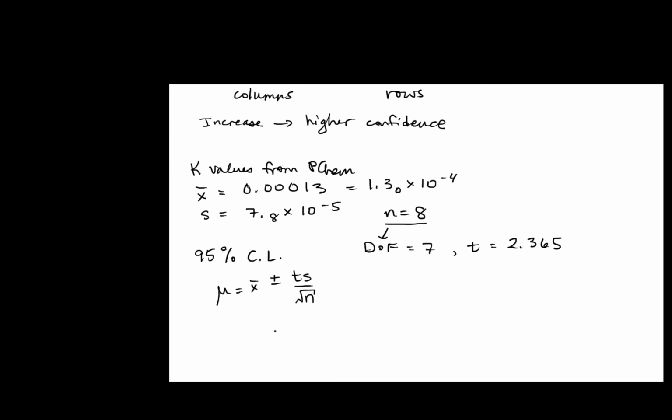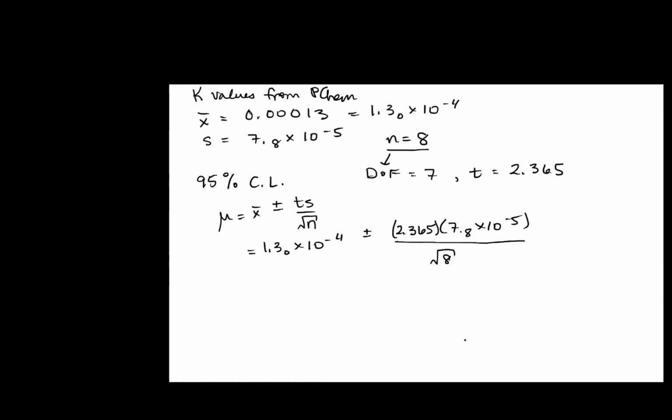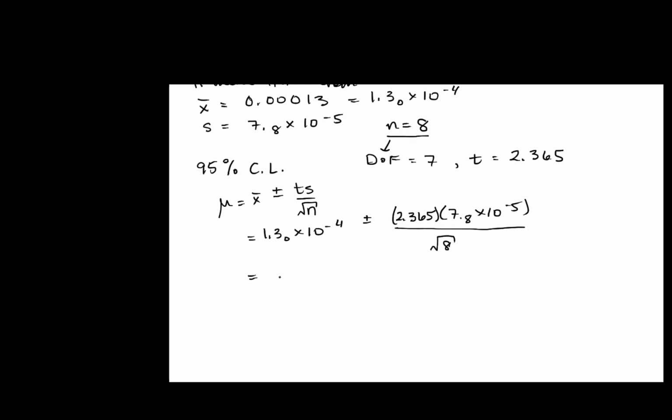There's our equation. All the equations in this class will be in an equation sheet, so you don't have to memorize them. So this is 1.30 times 10 to the minus 4, plus or minus, plug in that t-value, 2.365 times 7.8 times 10 to the minus 5, that was our standard deviation, divided by square root of 8, because it's square root of n, not square root of the degrees of freedom. This is an easy place to get mixed up, so we'll try not to. So if we calculate that through, we get 1.30 times 10 to the minus 4, plus or minus 6.5 times 10 to the minus 5.